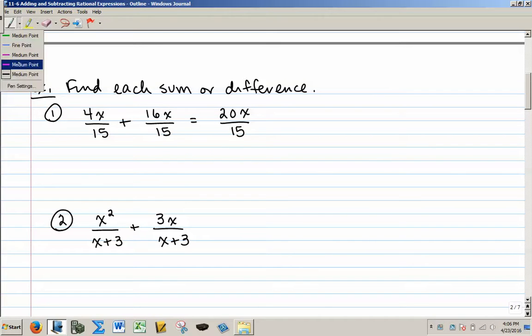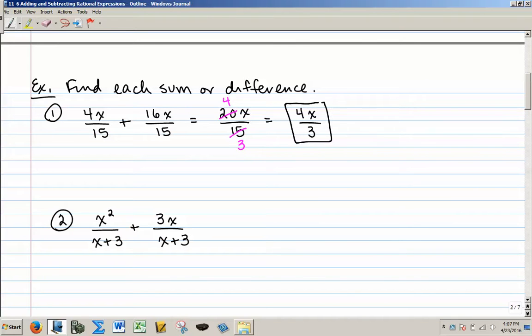And now if I can simplify that at all, I have to do that. Both 20 and 15 can be divided by 5, so that becomes a 3, and that becomes a 4. So my final answer is 4x over 3. Always simplify if you can.